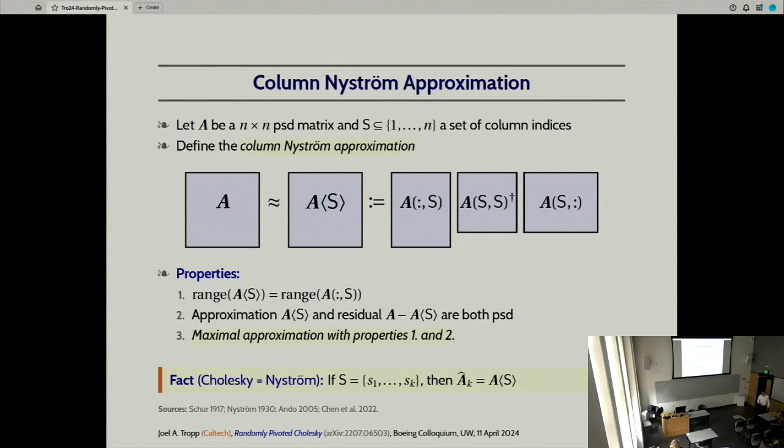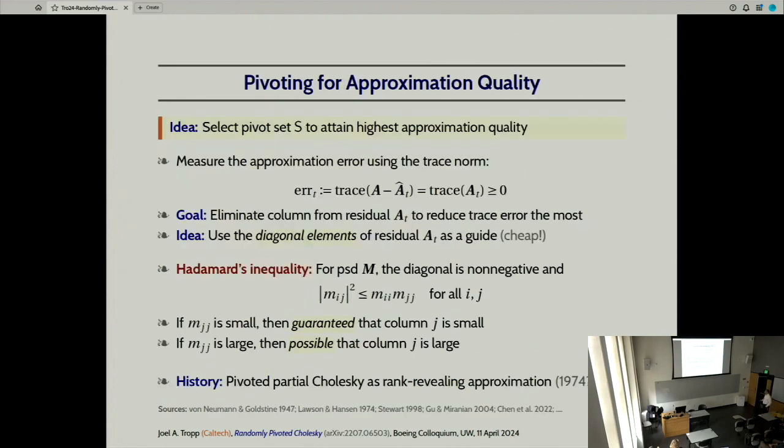So this is an interesting result that is not trivial to prove, but it tells you that Cholesky's method isn't just doing something ad hoc, even though that's the way it might appear at first. Rather, it's producing an approximation with a very strong optimality property. Okay. Now, once you realize that Cholesky's method is producing this remarkable approximation, you might ask, how is it that I can select columns, select pivots, to maximize the approximation quality? So that's the next idea. So our goal then is going to be to select a pivot set S to attain the highest approximation quality that we can.